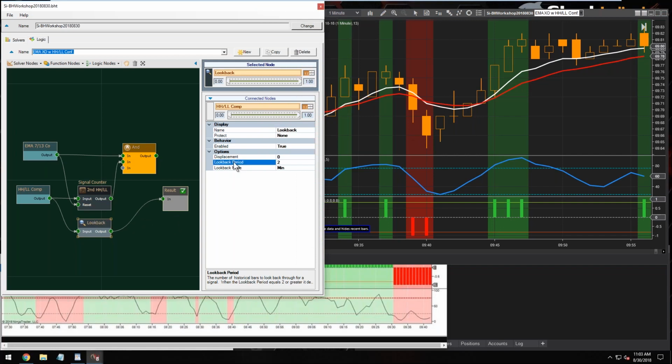All right, so look back node, remember, set your displacement to 0, look back to 2, and your look back mode to minimum there. And there you go. So it's looking for 2 in a row. Basically it's two of anything connected to the input, whether it's two long outputs or two short outputs in a row connected to the input.